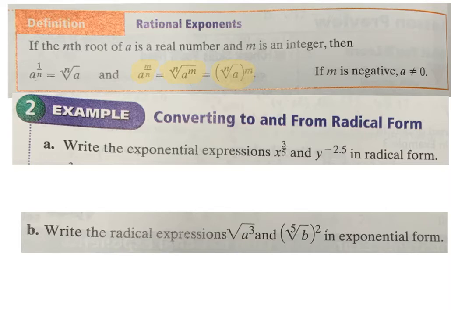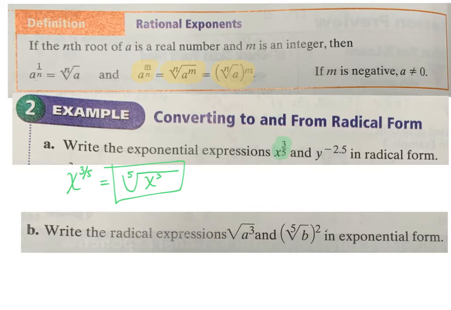So this example 2 here, write the exponential expression x to the 3/5 and y to the negative 2.5 in radical form, all right? So we're going to take this first one here, x to the 3/5. So I have x to the 3/5, and they want it in radical form. Radical form's a root, all right? So in radical form, I'm going to have that, and I'm going to have an x. My numerator is the exponent on my x. My denominator is the index of my radical. So that would be in radical form.